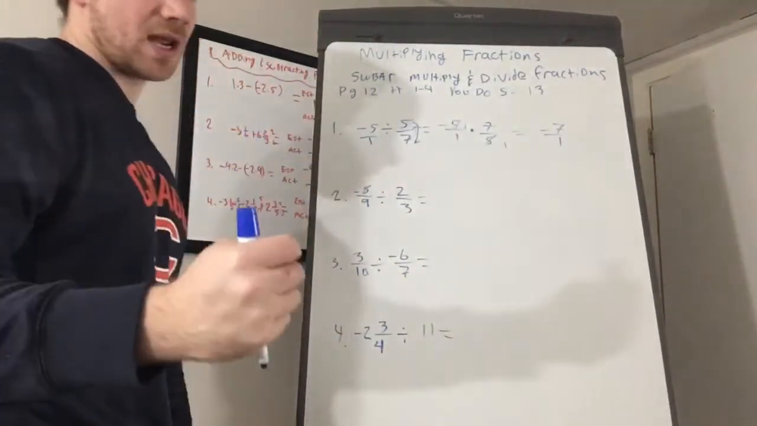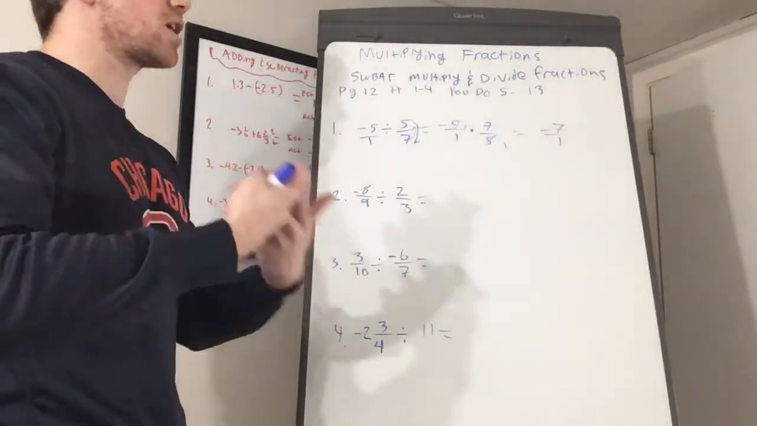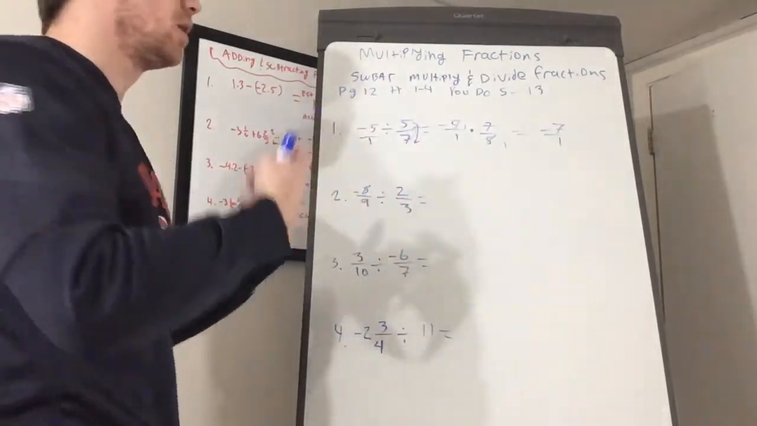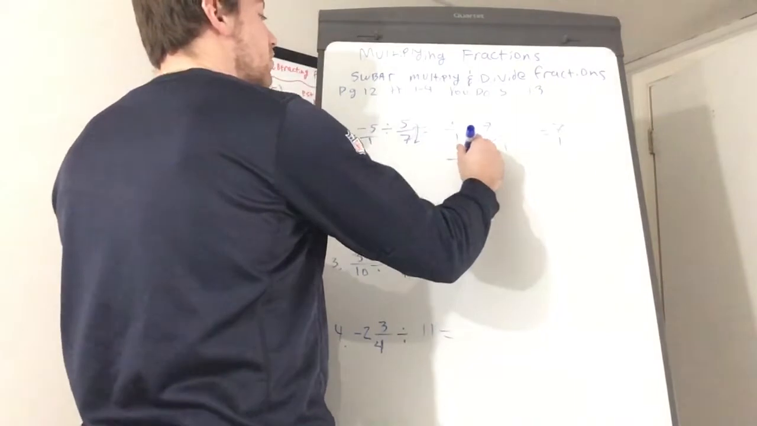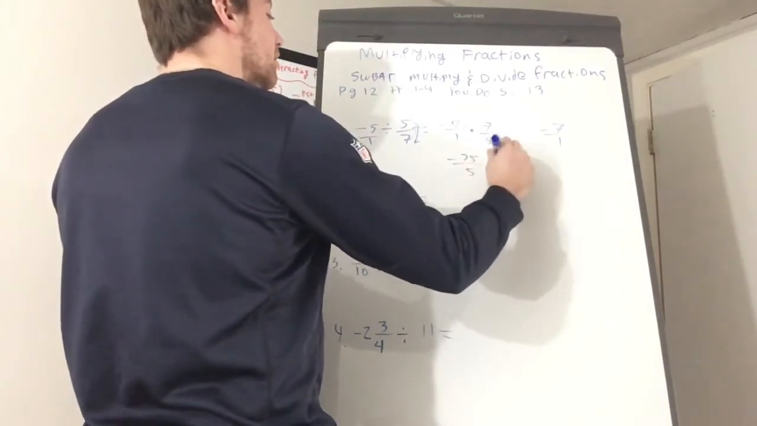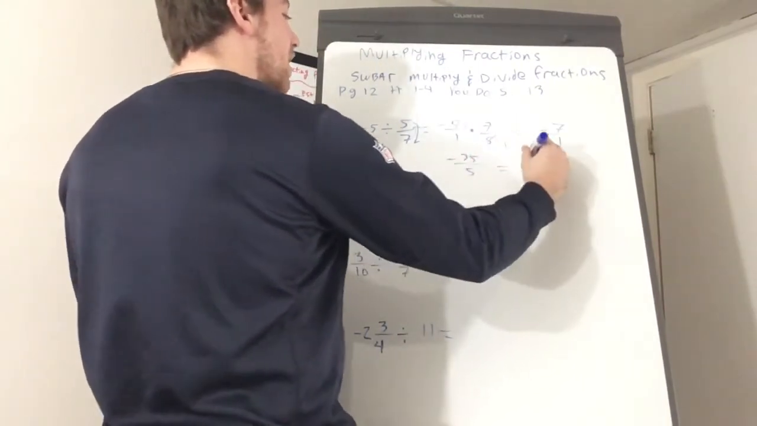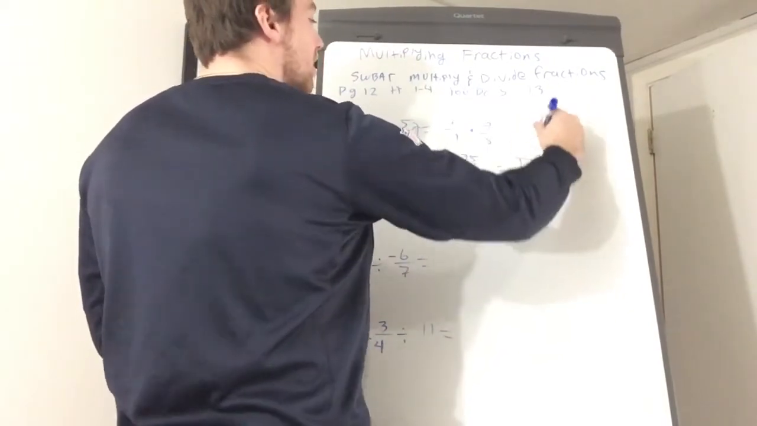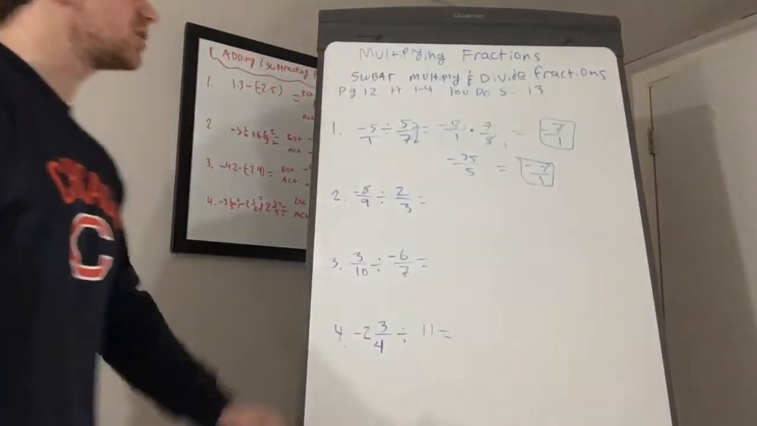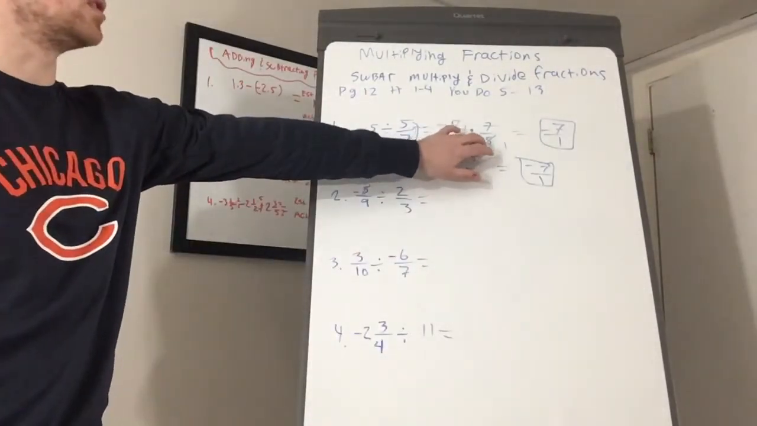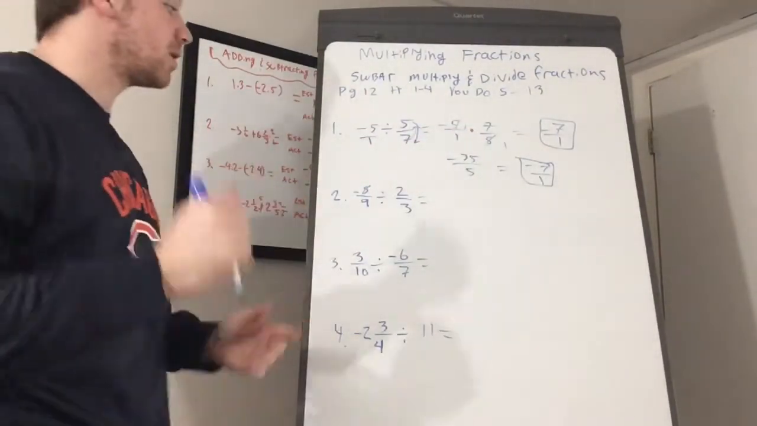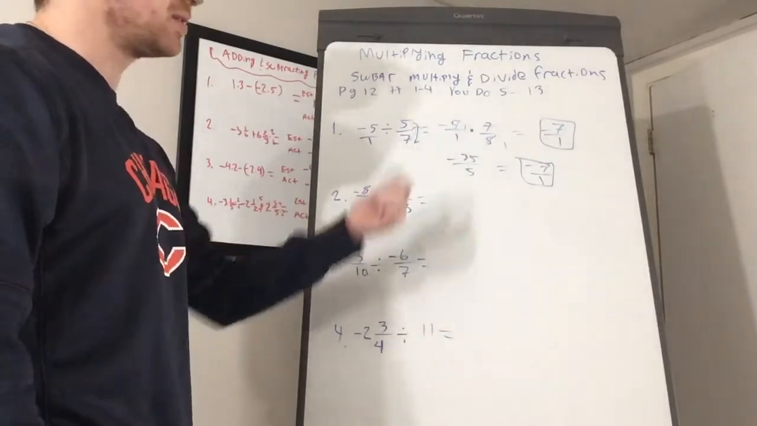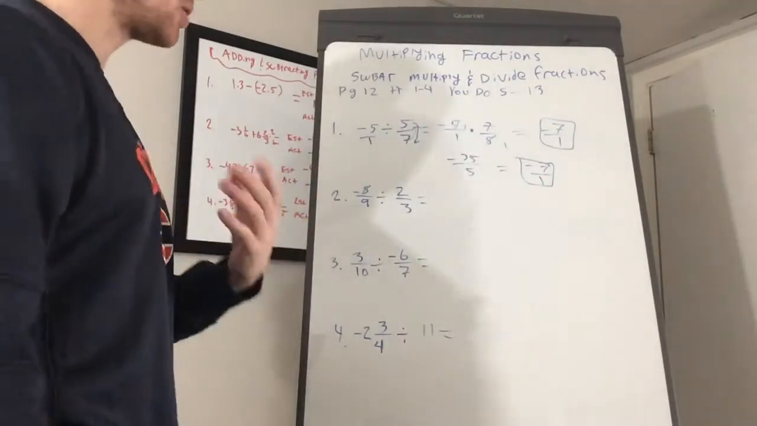Likewise, if you don't want to cancel, though I am going to stress that canceling makes it easier, you'll end up with negative 35 over 5. Negative 35 over 5 is equal to negative 7 over 1. It's the same thing. You'll get the same answer. It's just that you're doing the division first. It's just a matter of when you want to do it. I think it's easier to do it by canceling, but to each his own.